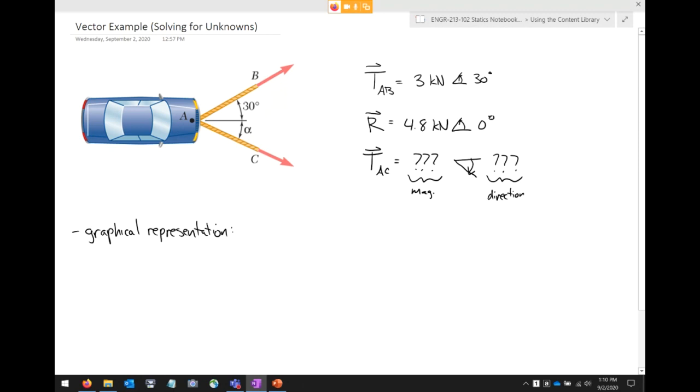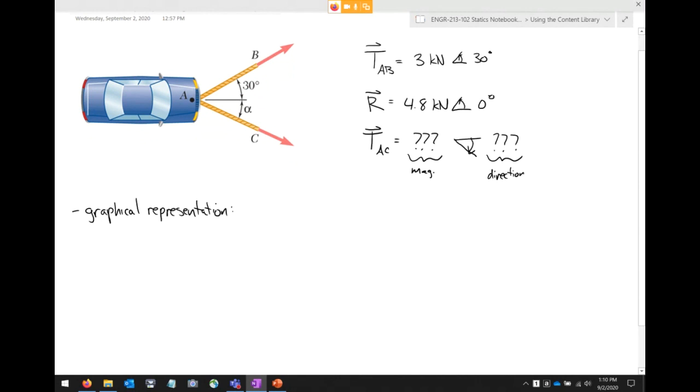Just to make sure that I'm understanding what's going on, that graphical representation is going to involve the tip to tail rule. Okay, so what do I know? Let's first draw vector AB and then draw vector AC. It doesn't matter, we could do it the other way. I'm just going to go alphabetically, AB and then AC.